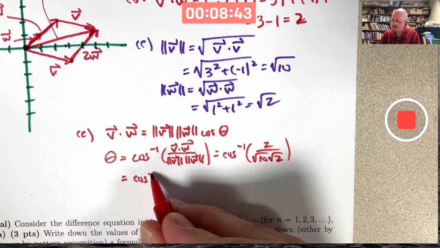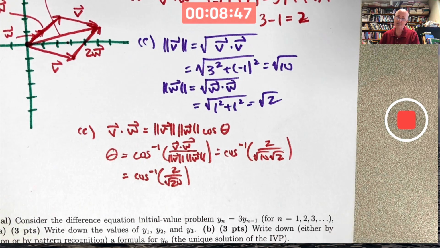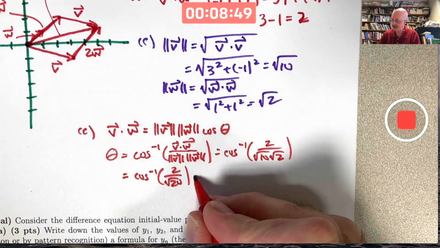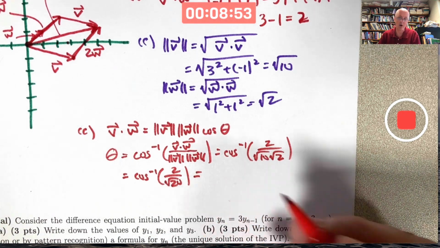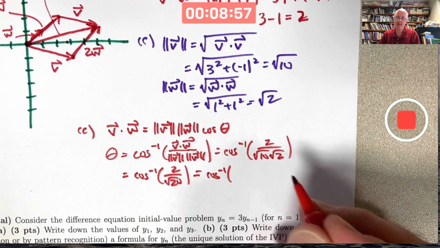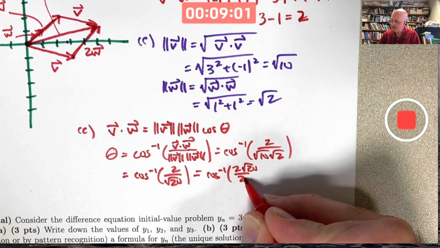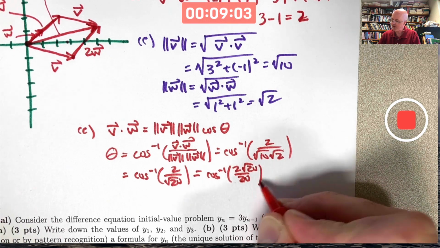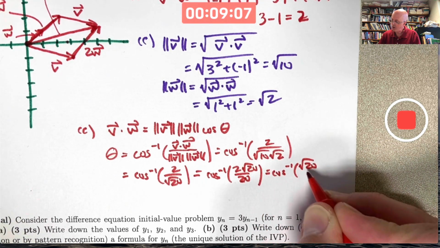It can also be written as inverse cosine of 2 over square root of 20. That's also fine as an exact answer, because square root of 10 times square root of 2 is square root of 20. I could also, if you want, rationalize the denominator by multiplying the top and the bottom of this by square root of 20. I get 2 square root of 20 over 20. If I do that, that will simplify to square root of 20 over 10.